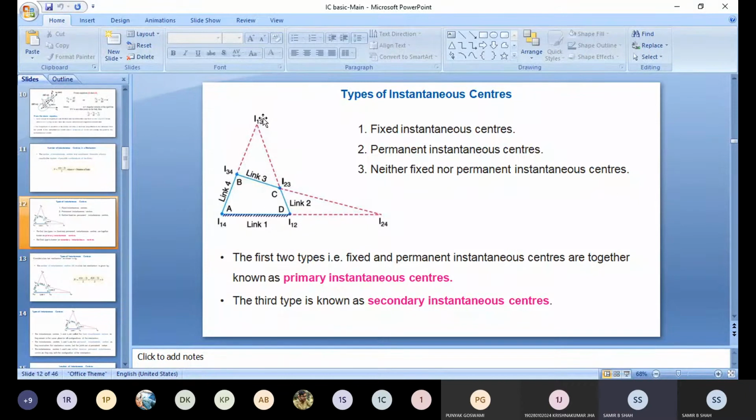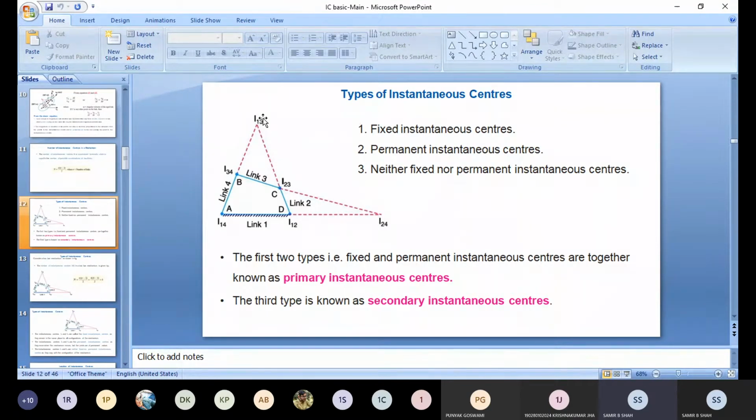So you just have to remember that whenever we start any example, before starting the example, you have to put these centers and arrange the centers initially on the figure. Okay. Now let's talk about the types of instantaneous center.